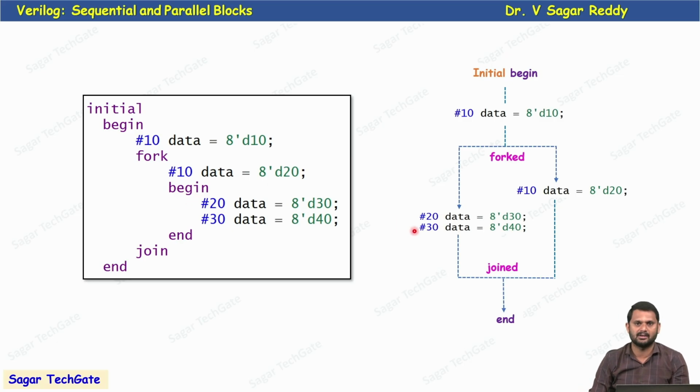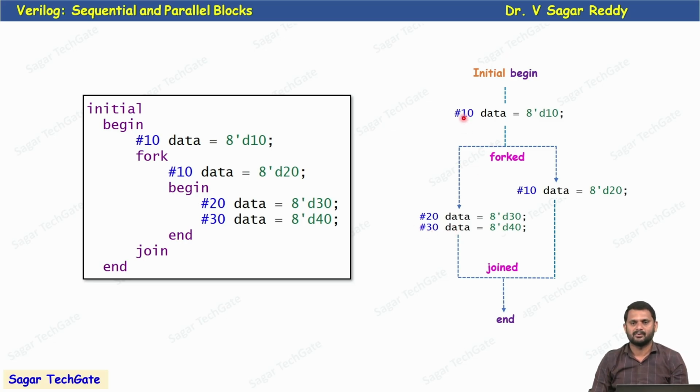Begin end is the sequential block. The statements written in this begin end will execute sequentially, in the order in which they are written. Actually, after completion of this statement only, we'll execute the next statement. So now we'll complete this statement, and after this, we'll move to the next.